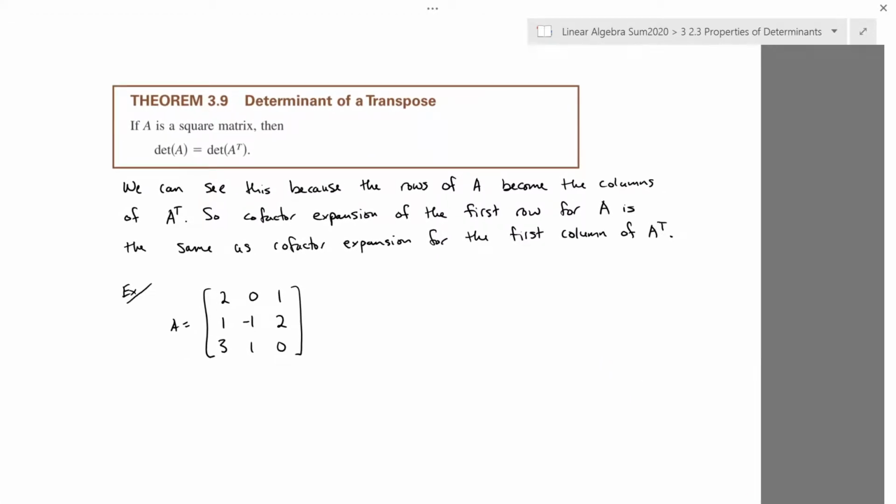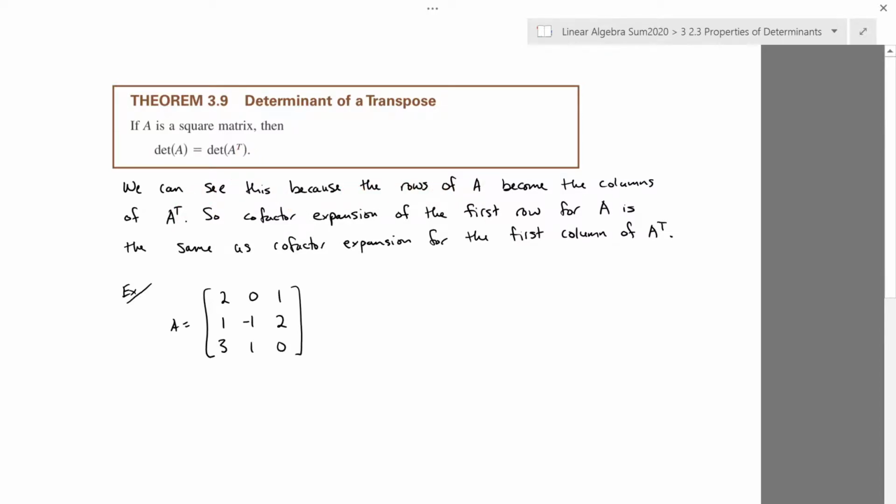So finally, we look at how the determinant behaves with respect to the matrix transpose. This theorem says that if you have a square matrix, then the determinant of A is exactly the same as the determinant of A transpose. And this statement essentially boils down to the fact that the rows of A are exactly the columns of A transpose.